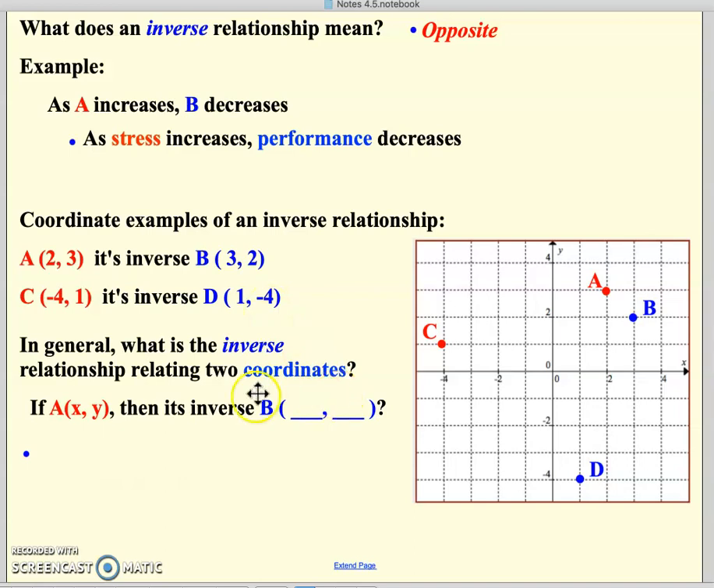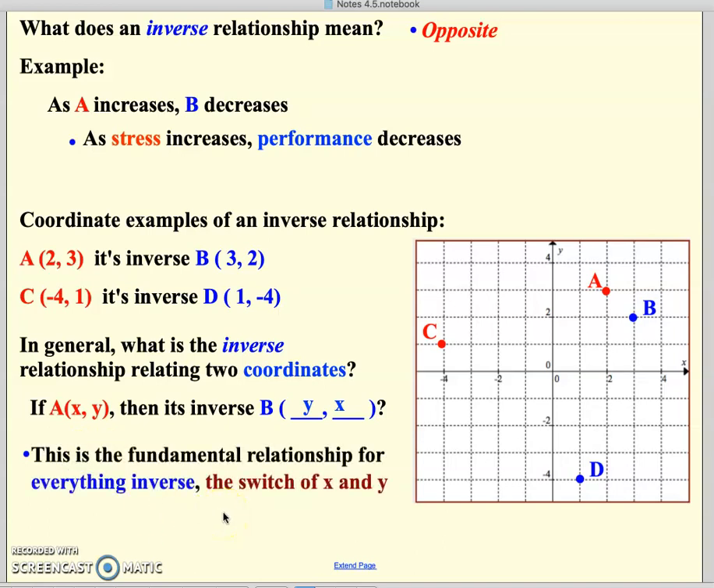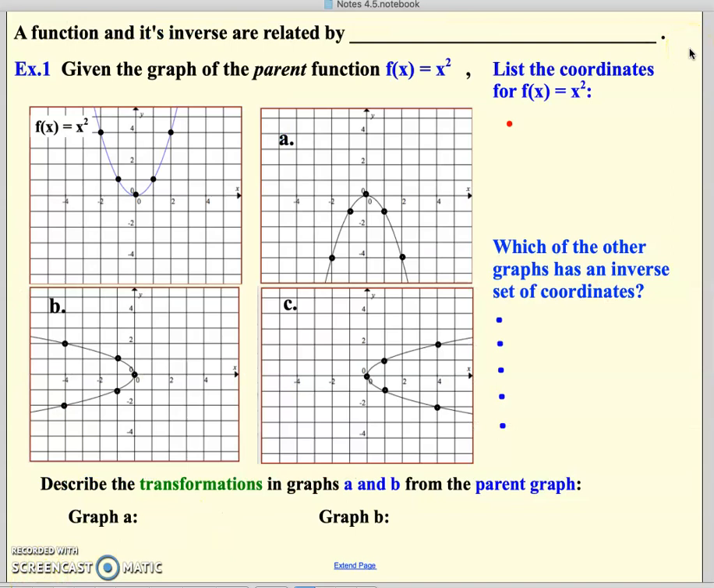And then the generic way of talking about it is, if I give you a coordinate x comma y, what would its inverse coordinate be? You would switch them. There's one more thing to think about too, which is the fundamental relationship that exists between all inverses, right? Which is definitely switching x and y somehow. So if we take that idea of coordinate switch and now look at some graphs, what we're going to do here is again get that relationship going of the switch of x and y. That is a theme throughout, for sure.